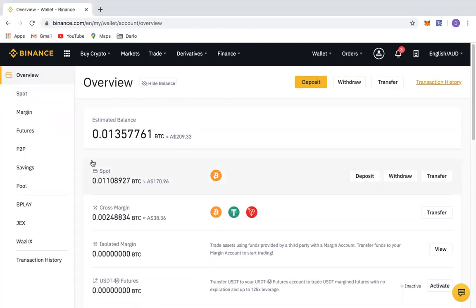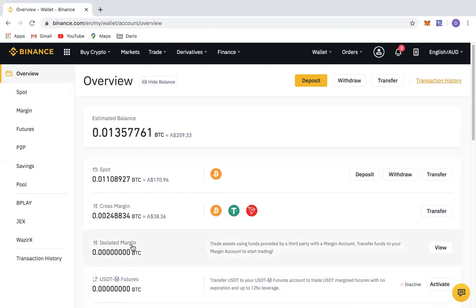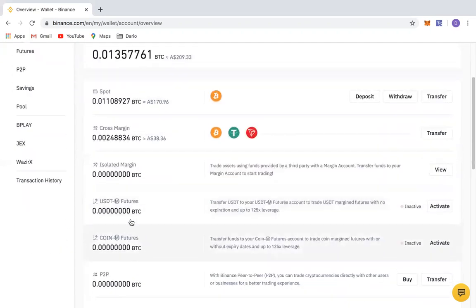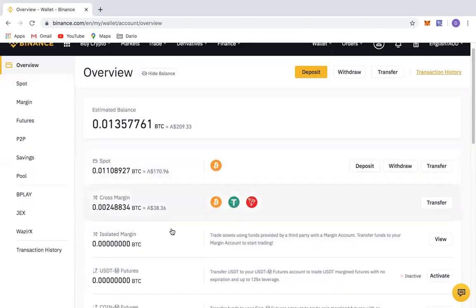For trading, the main accounts are spot, margin, and futures. Futures is like the highly speculative, up to 125 times leverage. Margin is 3 times and 10 times. And spot is this traditional trading. So I'm going to show you margin, which cross and isolated are both under margin, and then USDT and coin futures are under futures. So to trade with cross and isolated, we can just transfer to the cross margin wallet here, or click margin and transfer.